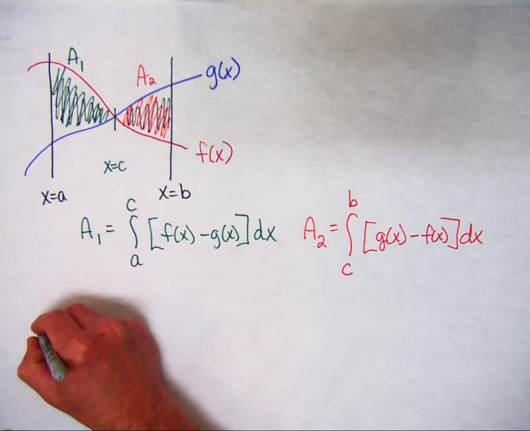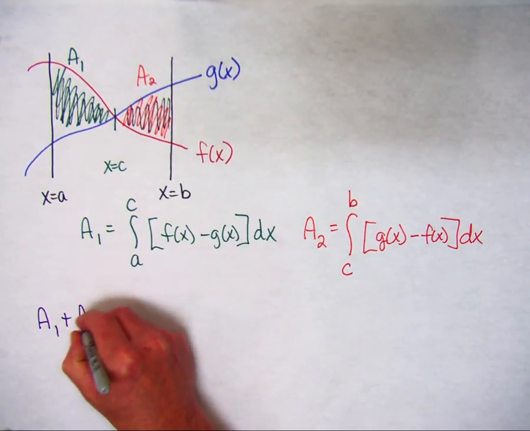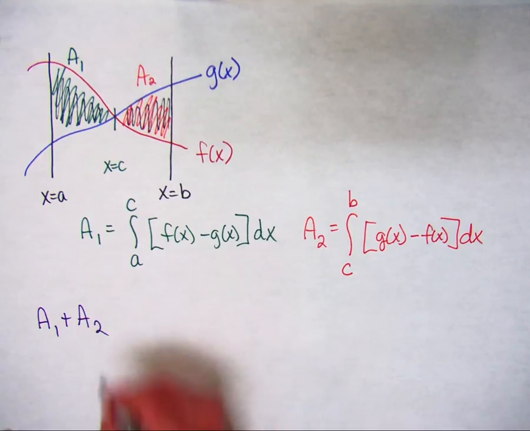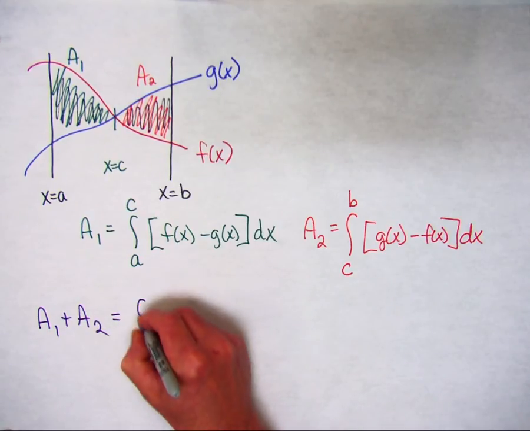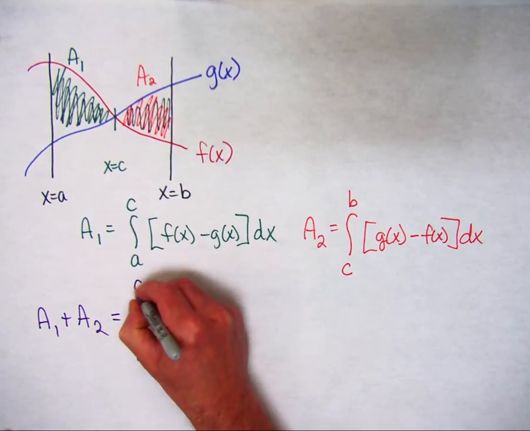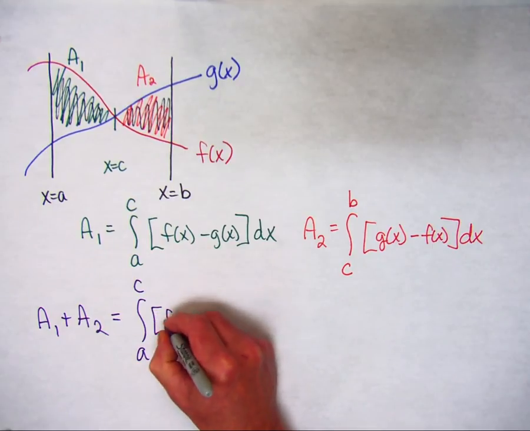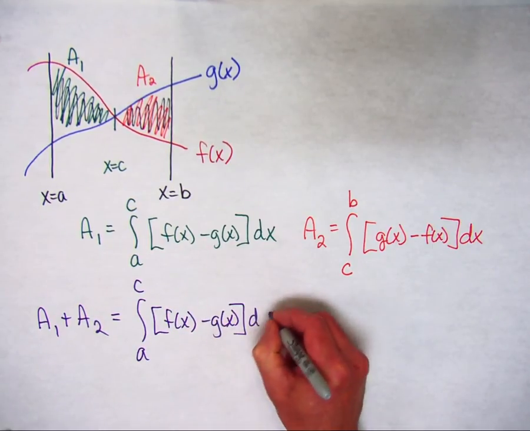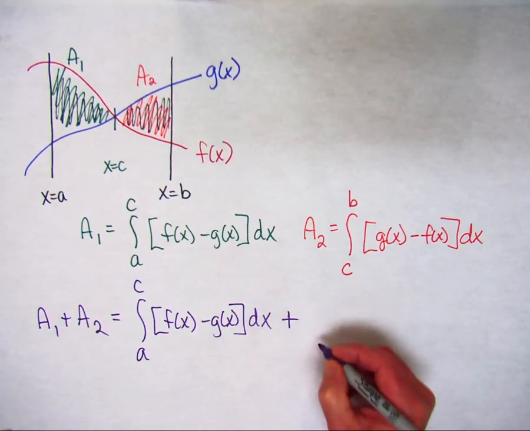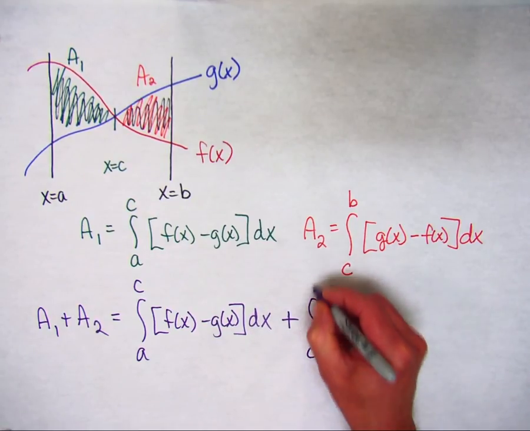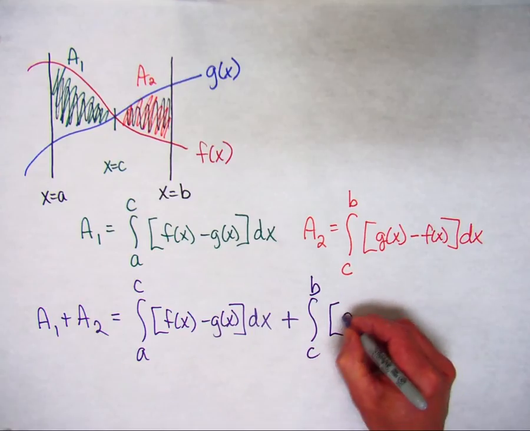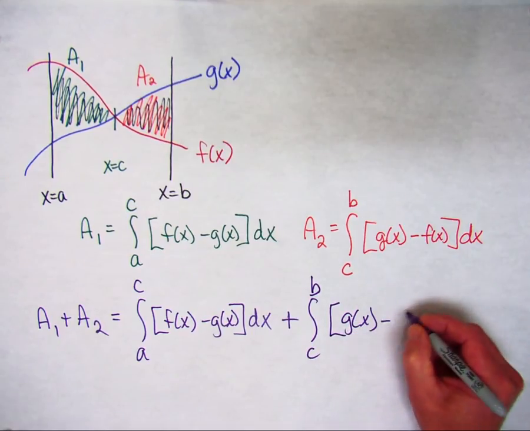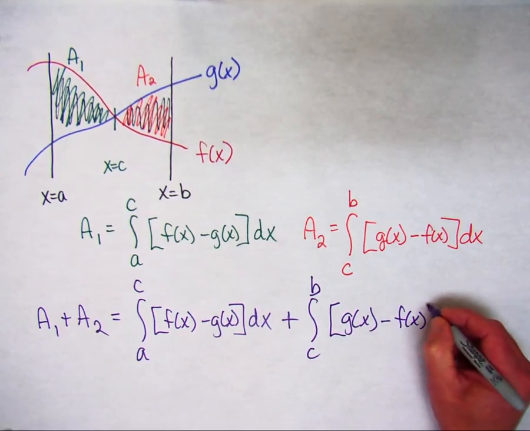And as a result, our overall area that we're looking for, which is the entire area, is going to be the area of 1 plus the area of 2, which would be the integral from a to c of f of x minus g of x dx plus the integral from c to b of g of x minus f of x.